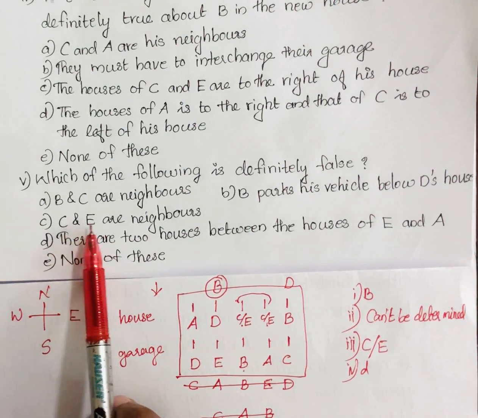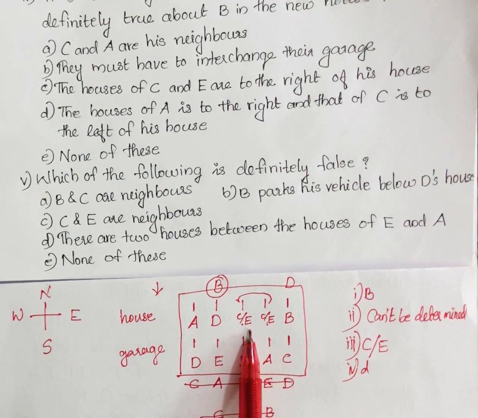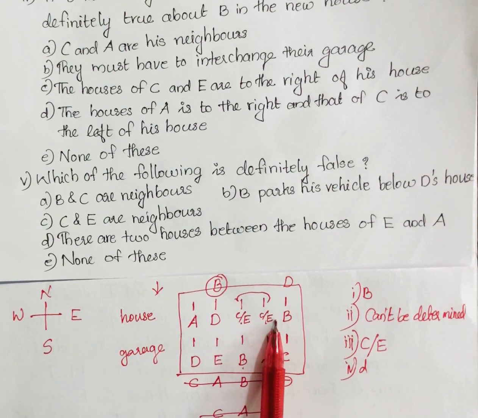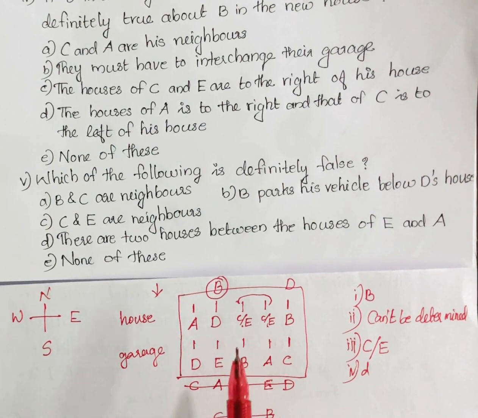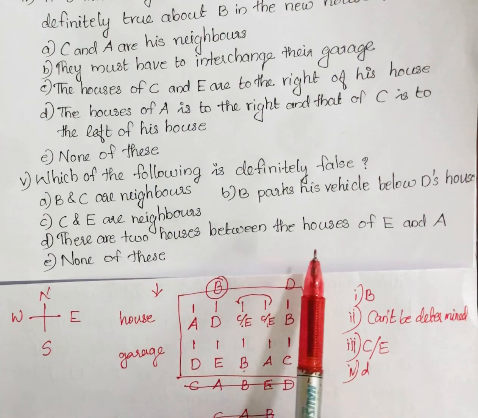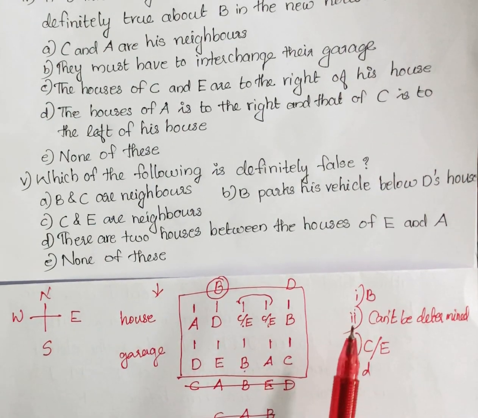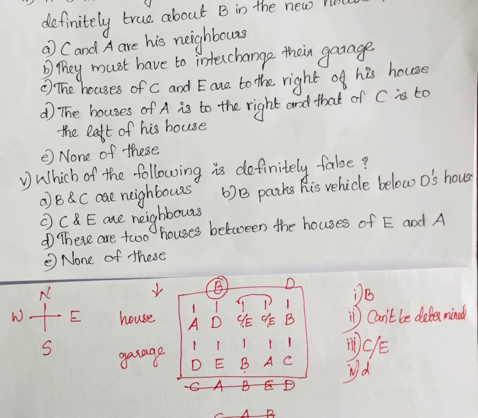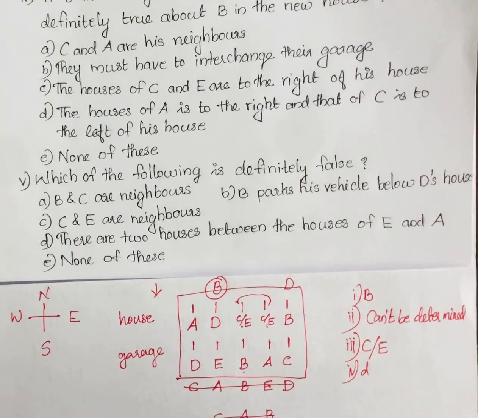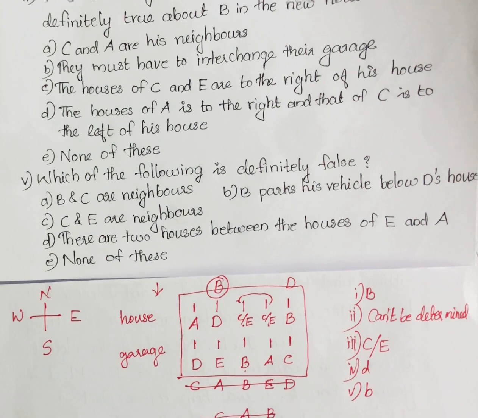Then third one, C and E are neighbors. That is correct. If any place is C or E, they become neighbors. So that is not a false statement, it is a true statement. Then there are two houses between the houses of E and A. It is also not sure. Maybe two or one also. So that is also not definitely false. So the second option, B, is the definitely false statement.